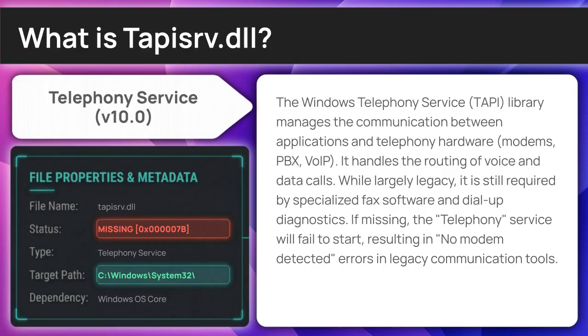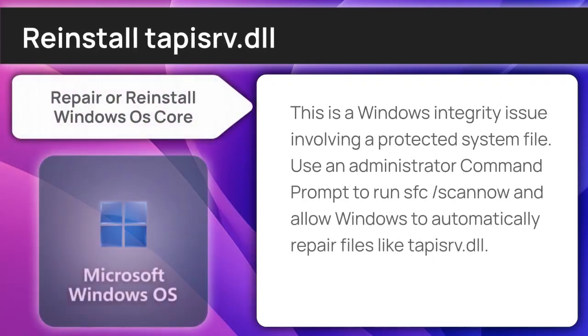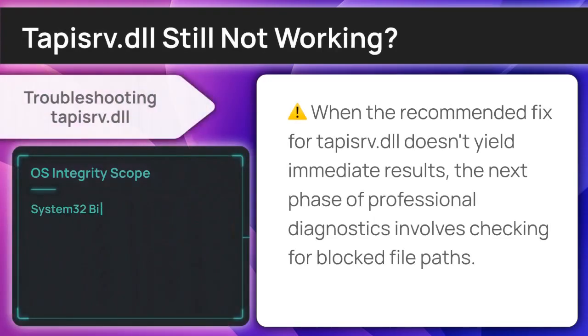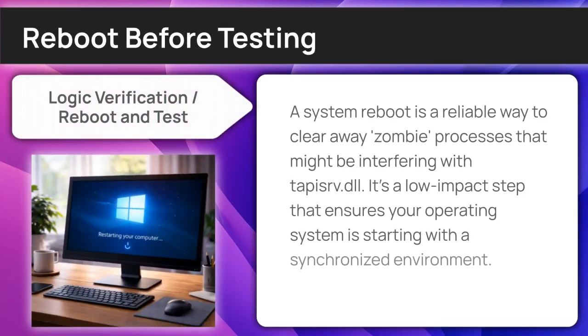Now that you have the context, let's move into the repair process with a fresh installation. This is a Windows integrity issue involving a protected system file. Use an administrator command prompt to run sfc /scannow and allow Windows to automatically repair files like Telephony Service Library DLL. When the primary installation path fails, a more surgical approach to checking your system's environmental variables is required. A standard reboot clears out temporary memory conflicts and gives the Windows loader another chance to properly register the Telephony Service Library component during startup.